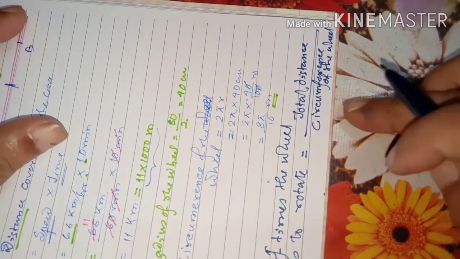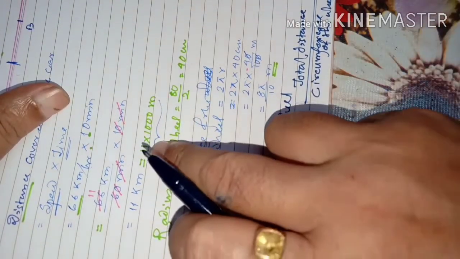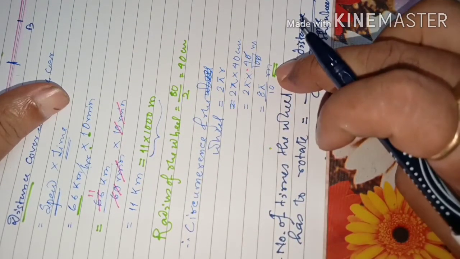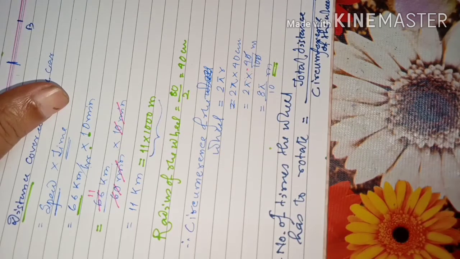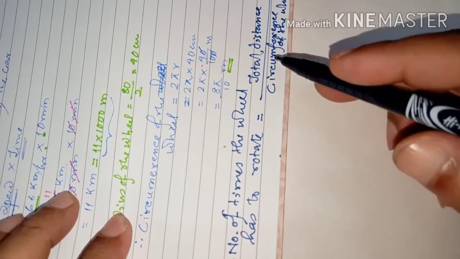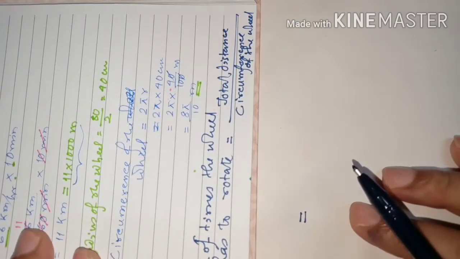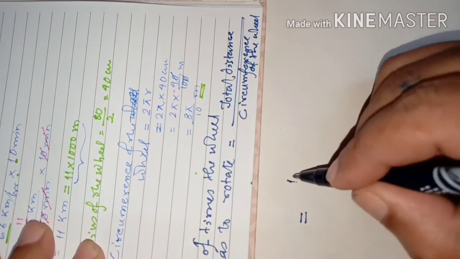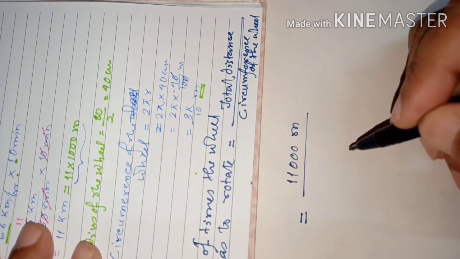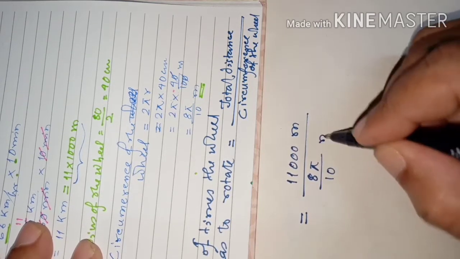Okay, so this is the formula now. In this formula you put the value. Total distance is 11,000 meter. Circumference of the wheel is 8 pi by 10 meter. Got the idea? So we'll write in the next page. Number of times it will rotate is equal to total distance, that is 11,000 meter, divided by circumference of the wheel, 8 pi by 10 meter.